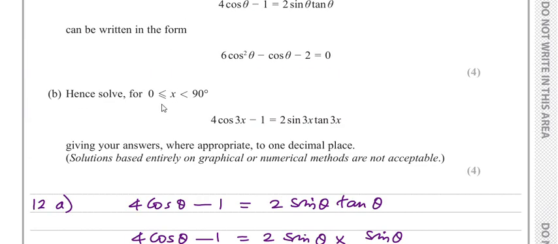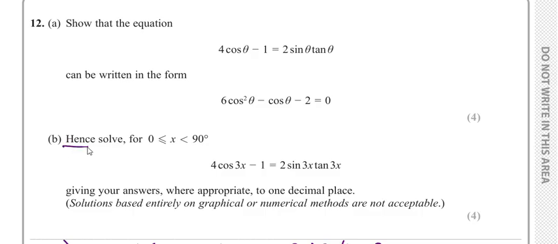B part. Hence solve for x being greater than or equal to 0 and less than 90 degrees. 4 cos 3x minus 1 is equal to 2 sin 3x tan 3x. So what we need to do in such questions is compare, because it says hence. So whatever we have done in the previous part of the question, we can use it in this part. So 4 cos 3x is 4 cos theta and 4 cos 3x here. So the only change is theta has become 3x. Similarly here, 2 sin theta tan theta has become 2 sin 3x tan 3x.